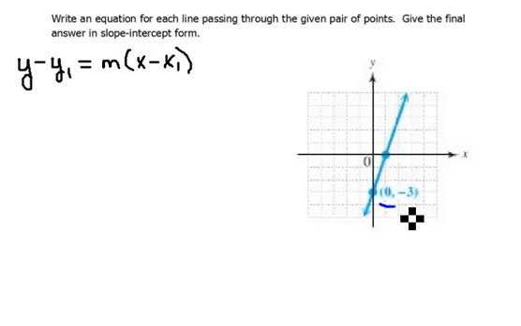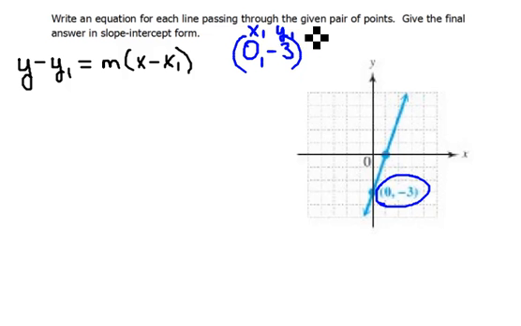In fact, they gave us two, but they actually labeled one of them specifically. So it looks like we have the point (0, -3). We're going to call that our x1, y1. So the only other thing that we need here is our slope. Well, they actually did show us the slope, even though they didn't give it to us. But because they've given us this drawing, we can figure out how much we have to rise and how much we have to run in order to get from this point to this point.